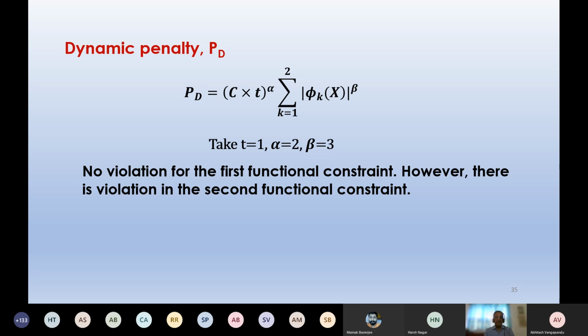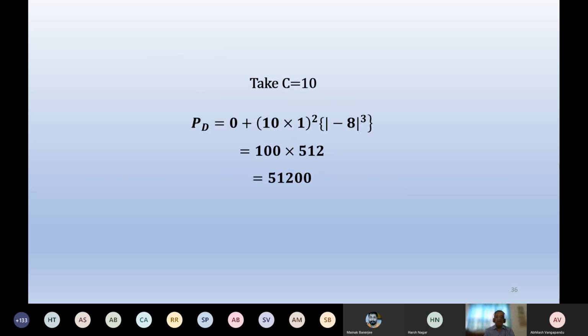Okay. Now, as I told, there is no violation for the first functional constraint. However, there is a violation for the second functional constraint. Let us see how to determine this particular dynamic penalty. Now here we take c equals to 10, say. For the first functional constraint, there is no violation. Okay, so this is a feasible functional constraint.